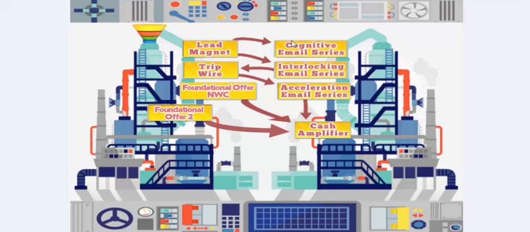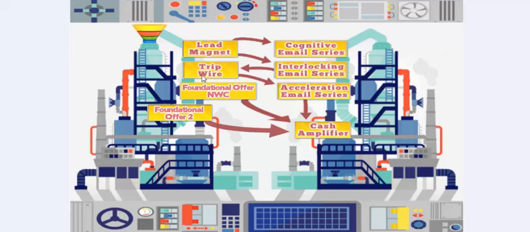They're still going to stay on the cognitive email series, but let's say they don't buy the tripwire. Well, they're going to get 2 sets of emails, okay? If they don't buy this tripwire, this interlocking email series is going to consistently keep bringing them back to the tripwire. It's going to give them more information about it, why they need to get it, and so on.